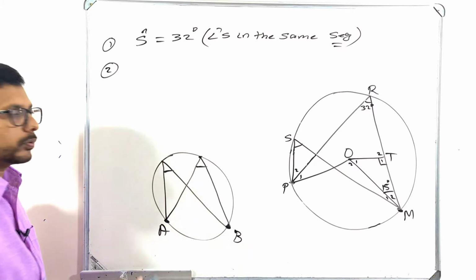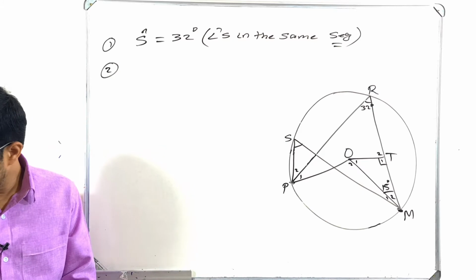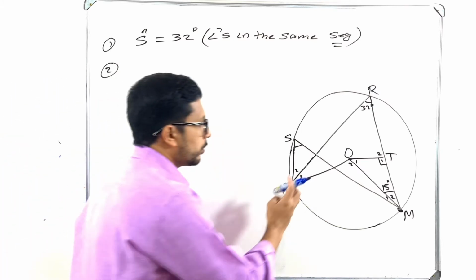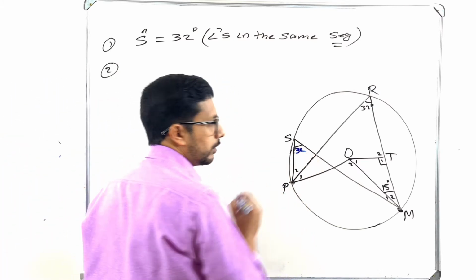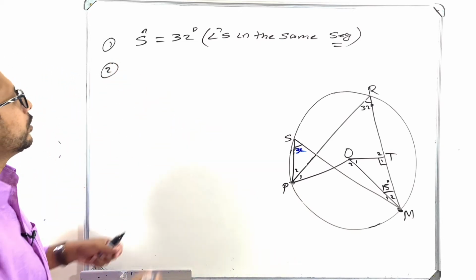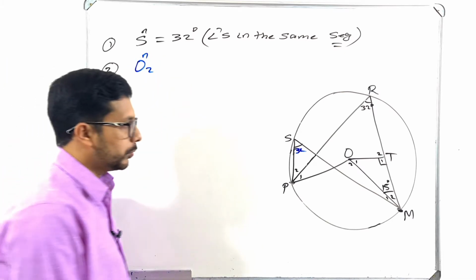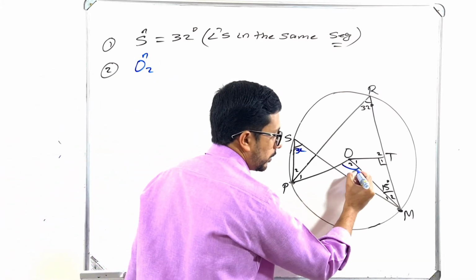Angle O2. Look at that question. You have to find O2. Once you get an answer here, it's better to write that answer here, 32 degrees. Now what is the next question? Angle O2. What is angle O2? Which one is angle O2? This angle. Am I right?